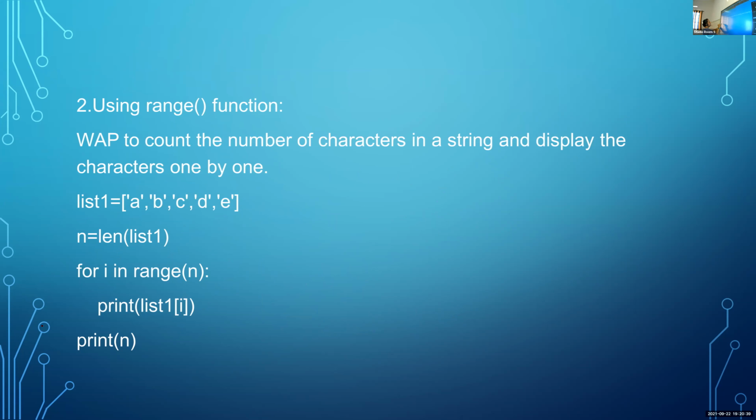Here, this is the list. Here, 5 elements are there. A, B, C, D, E are the 5 elements.